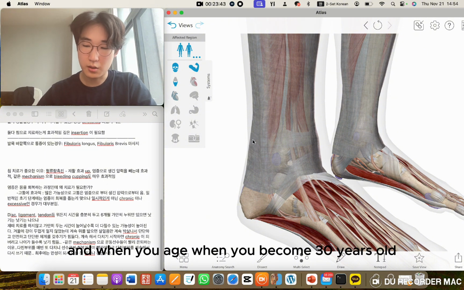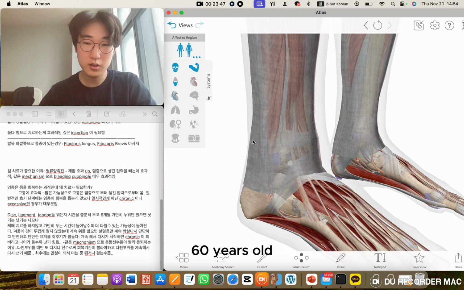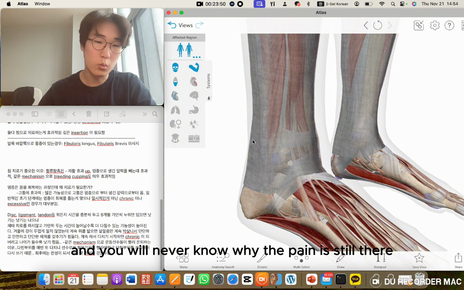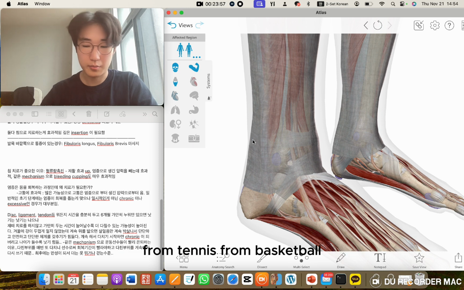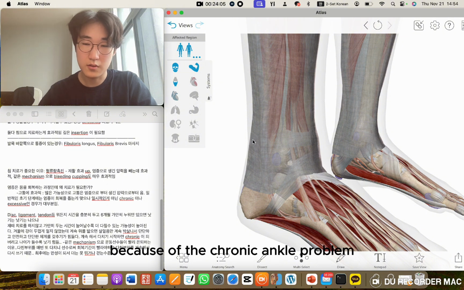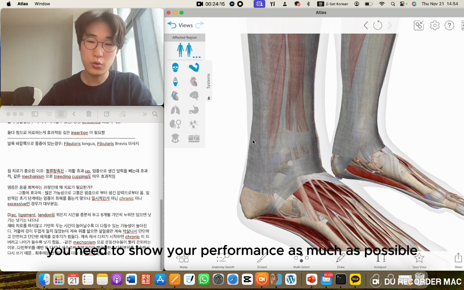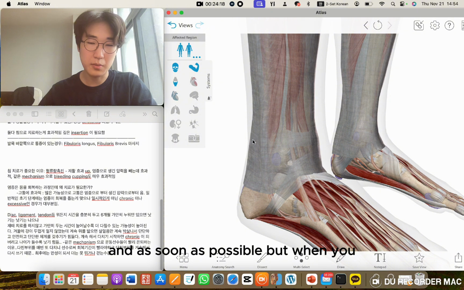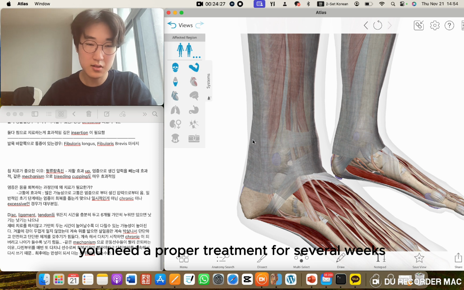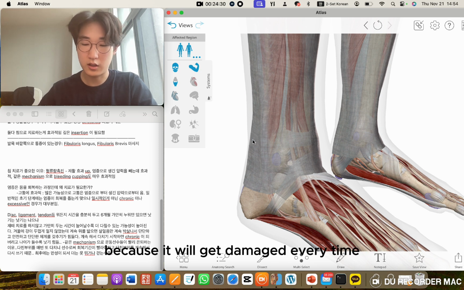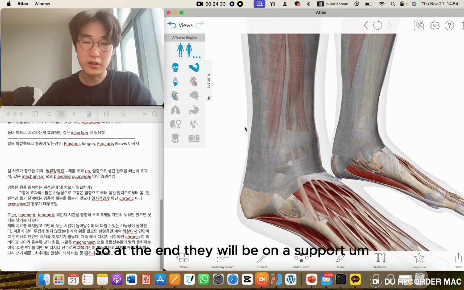And when you age, when you become 30 years old, 40, 50, 60 years old, the pain will still be there, and you will never know why the pain is still there. With the same mechanism, athletes from soccer, tennis, and basketball retire very easily because of chronic ankle problems. Because as an athlete, you need to show your performance as much as possible and as soon as possible. But when you damage your ankle, as I said, you need proper treatment for several weeks. But if you don't do that, it'll become chronic because it'll get damaged every time. So at the end, they will be on a support, like a wheelchair.